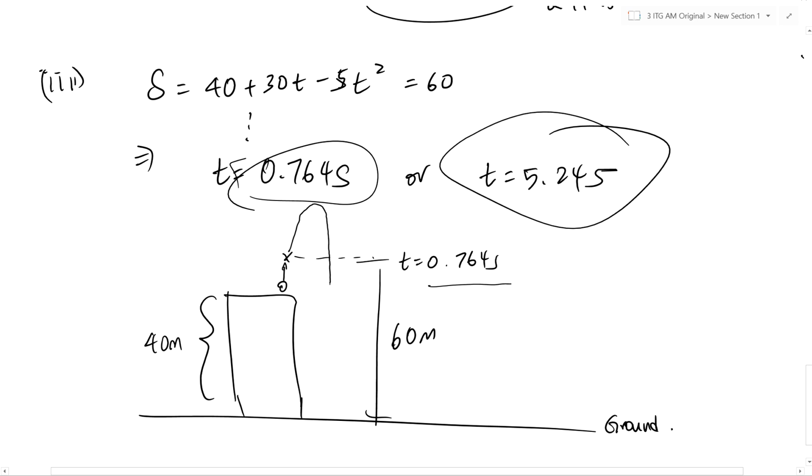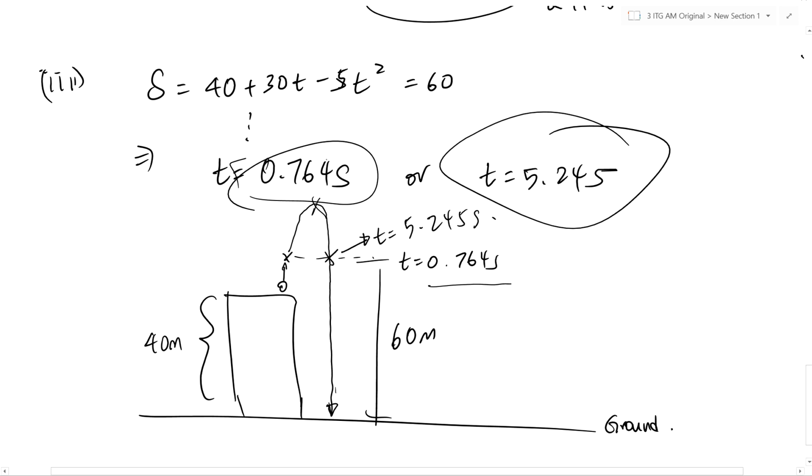Yes, it is a parabola opening downwards. Okay, so it is going up. At this point, time goes to 0.764, it has a displacement of 60. It reaches the maximum point. Nobody asks you to find out what the maximum point is. Doesn't matter. But we do know that when it comes back to this point, same displacement, it will now have a time of 5.245 seconds.